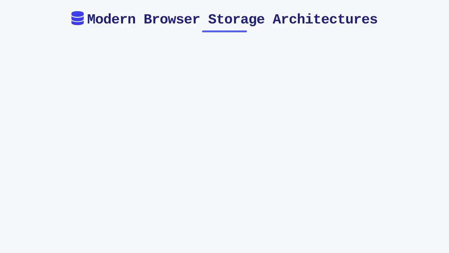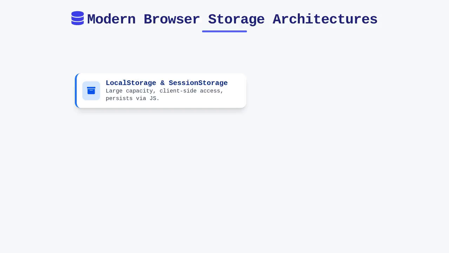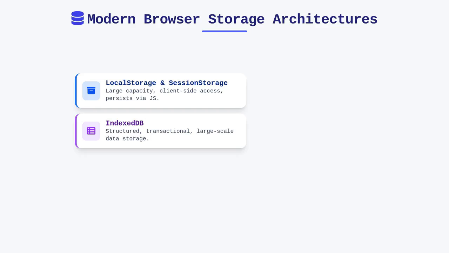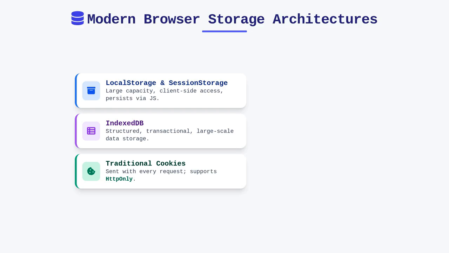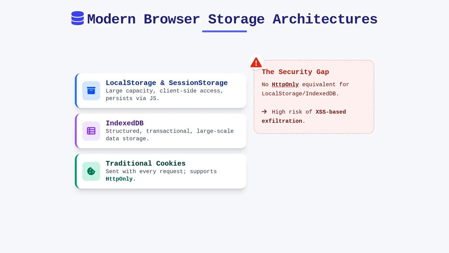Beyond traditional cookies, modern web applications rely on browser-based storage architectures like local storage, session storage, and IndexedDB. These mechanisms offer larger storage capacities, but fundamentally change how we manage the privacy lifecycle of data. Unlike cookies, these storage areas do not automatically send data to the server with every request, but they are fully accessible to client-side JavaScript. This makes them inherently more susceptible to XSS-based data exfiltration because there is no equivalent to the HttpOnly flag for local storage or IndexedDB.